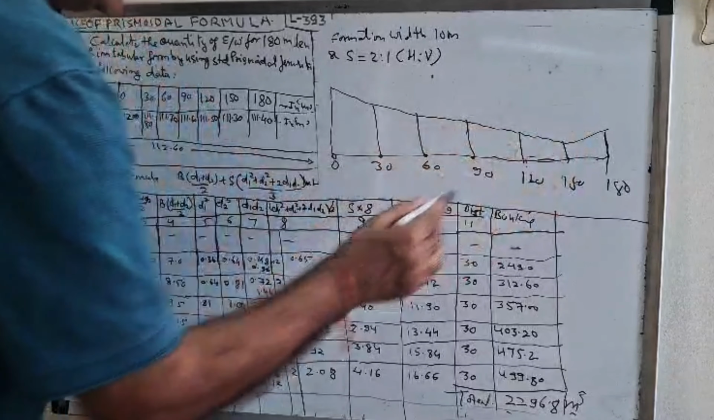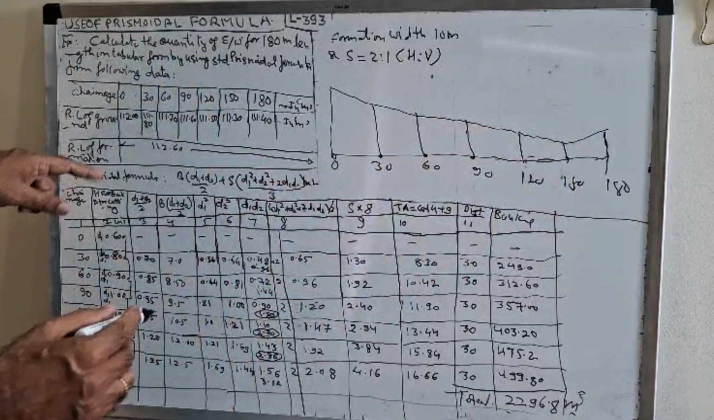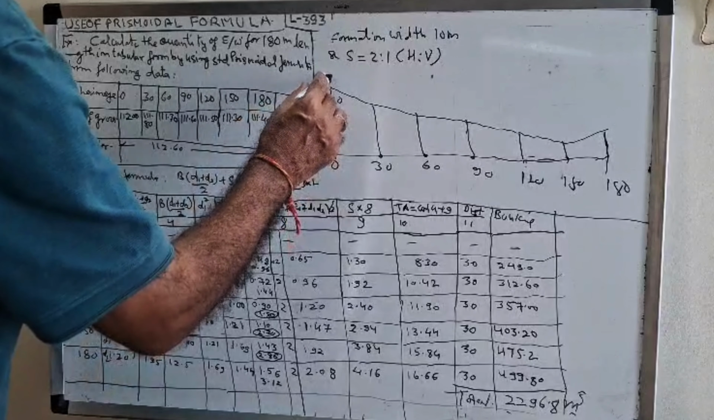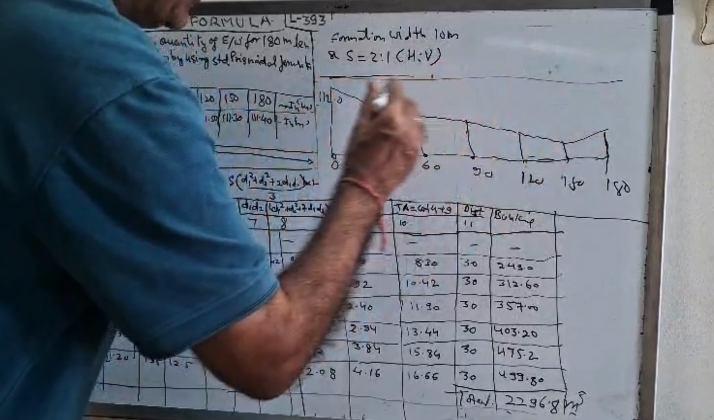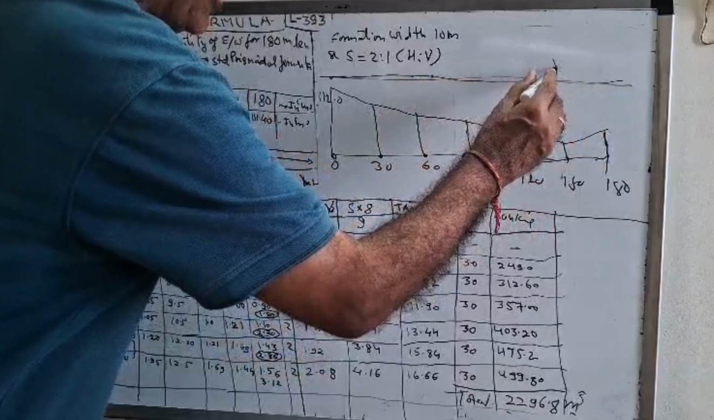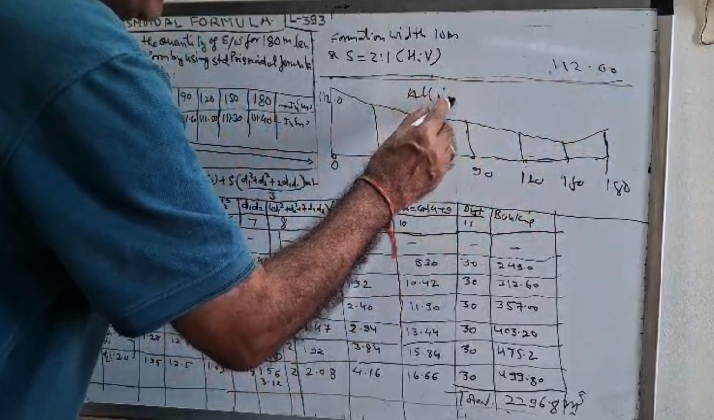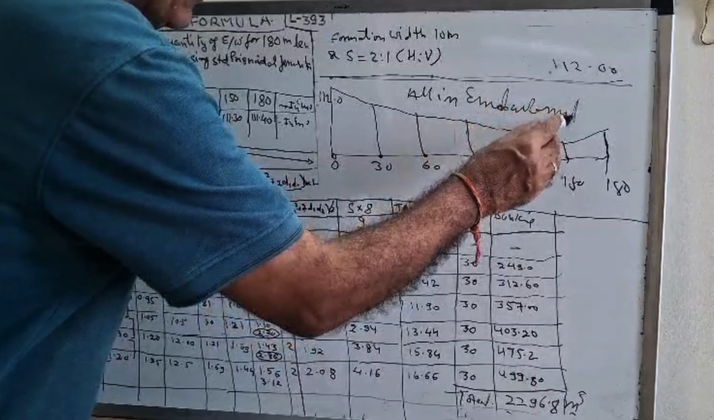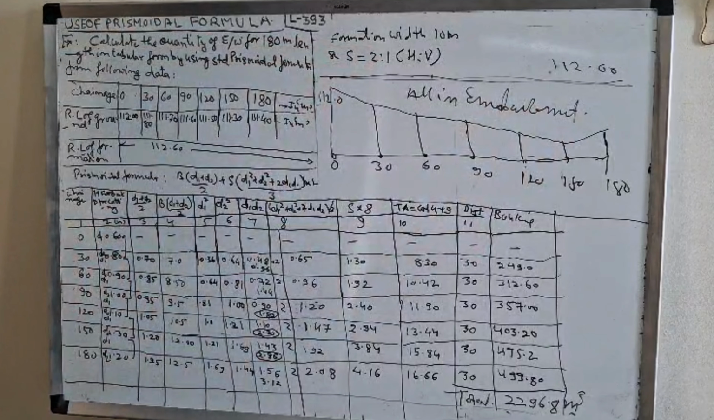The ground is going in this way, and your formation level is 112.60. This is a straight portion, so it is all in embankment. The formation width is 10 meter and the side slope is 2:1.